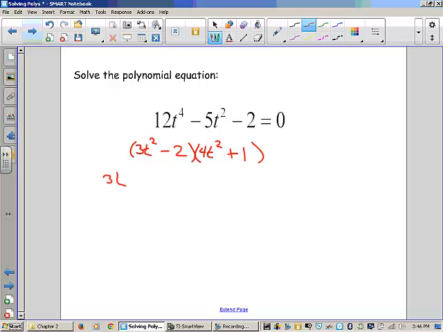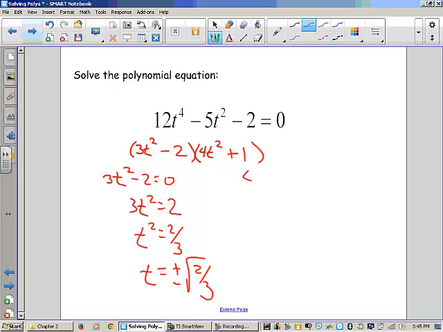So I'm going to set the first piece, 3t squared minus 2, equal to 0. So I get 3t squared equals 2, so t squared equals 2/3. So if I take the square root, I get t equals plus or minus the square root of 2/3. For the other one, 4t squared plus 1 equals 0. Moving the 1 over, I get negative 1. Divide by 4.